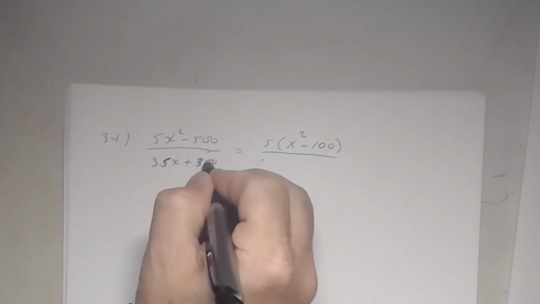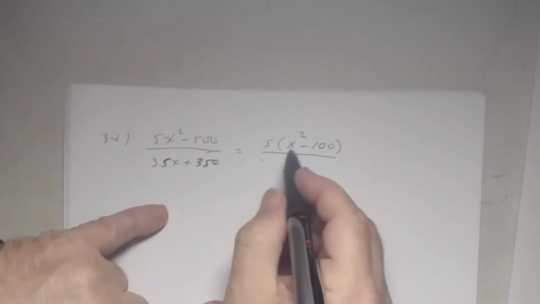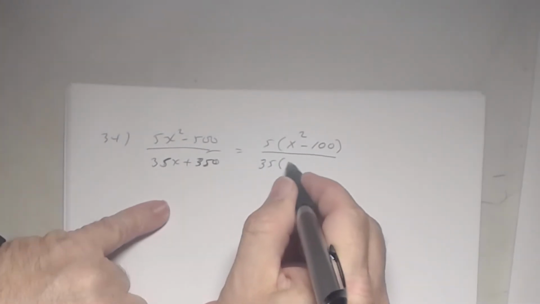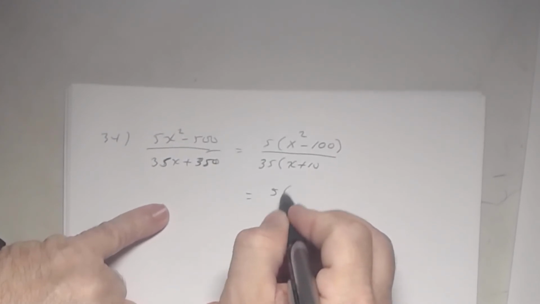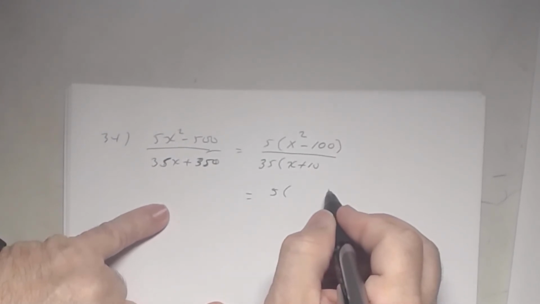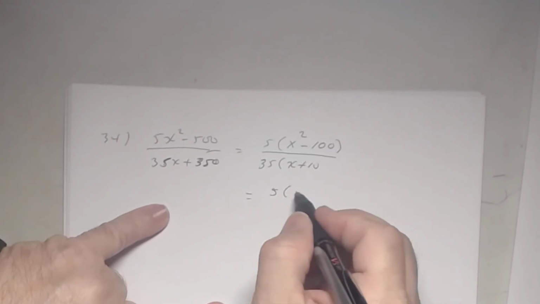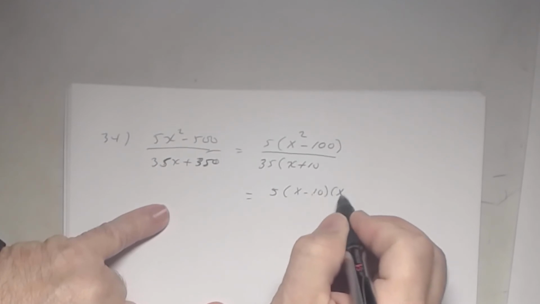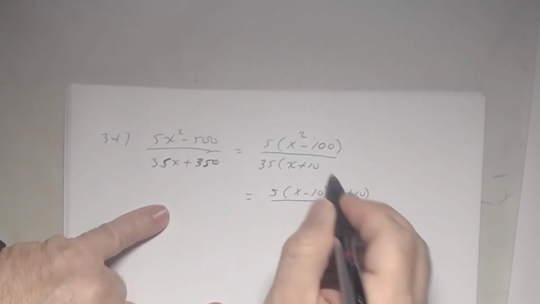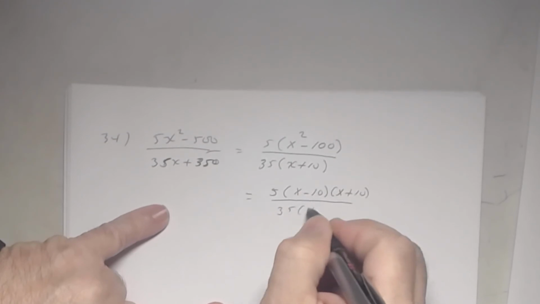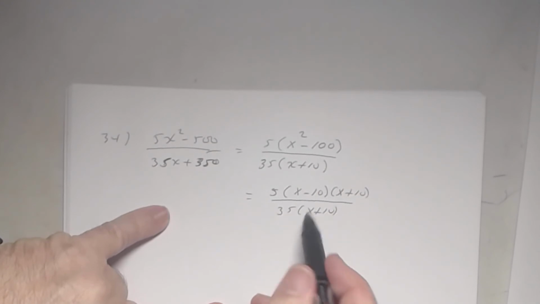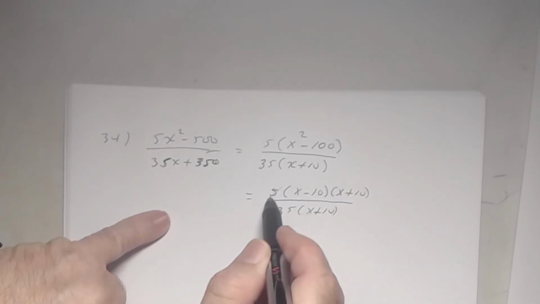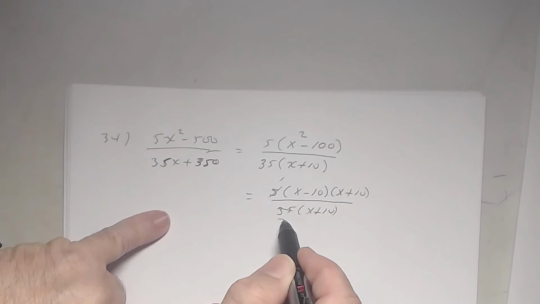What's the GCF? 35 is the GCF, so x plus 10. What can I do to the numerator? You got that factored out. Difference of 2 squares, so it'll be x plus 10, x minus 10. All right, the first factor you see is a 5. Will 5 reduce anything down there? 35. 5 and 5 is 1, 5 and 35 is 7.